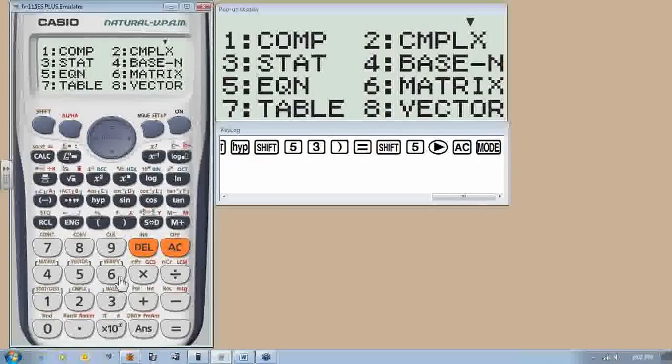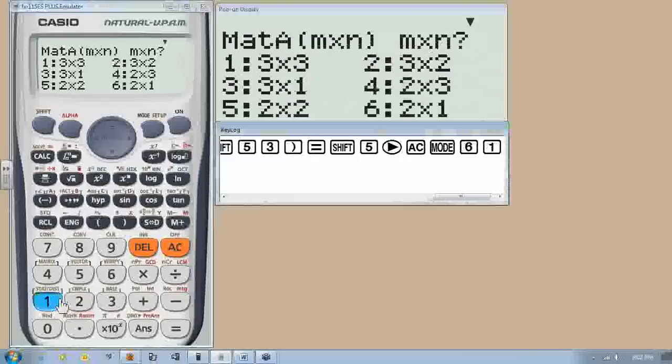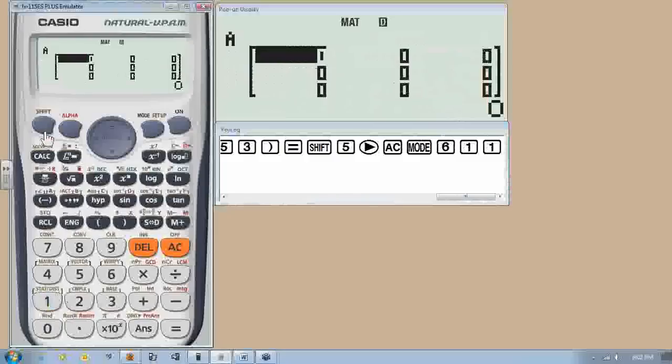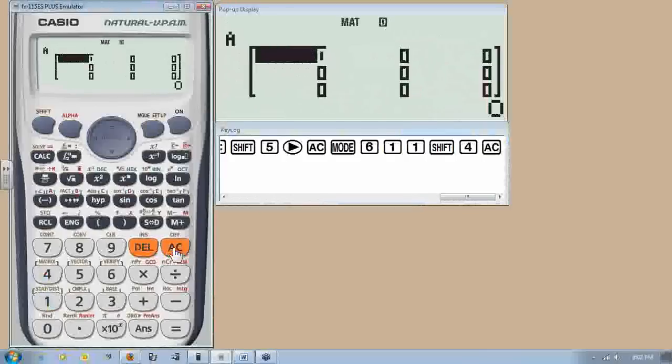It will do matrices. You can do a matrix. I'm just taking a look at matrices, 3x3 matrices. What does it do? It gives you the template for it. When I press shift and matrix, it gives you different options for matrices as well.